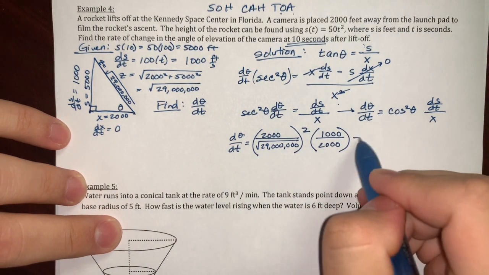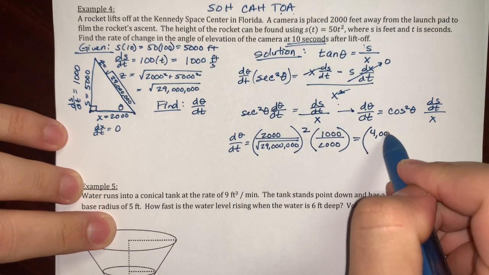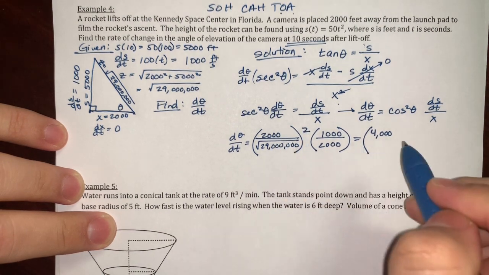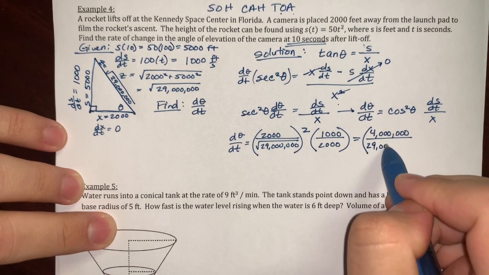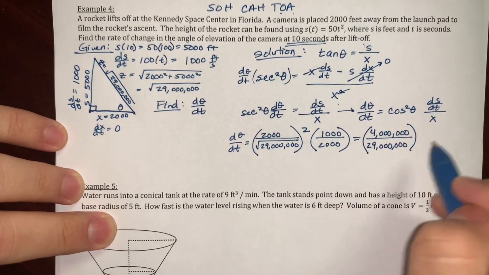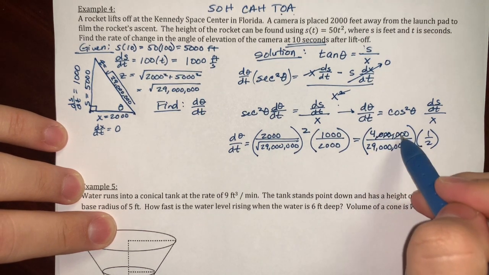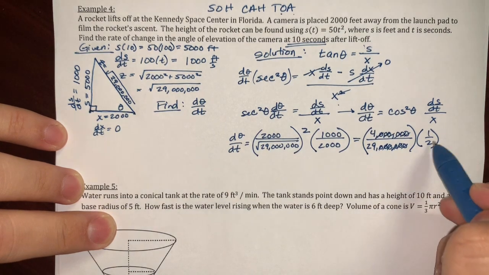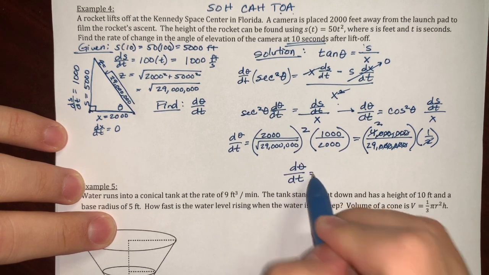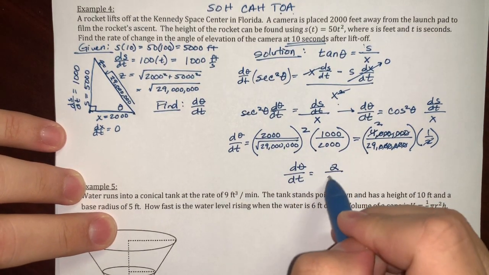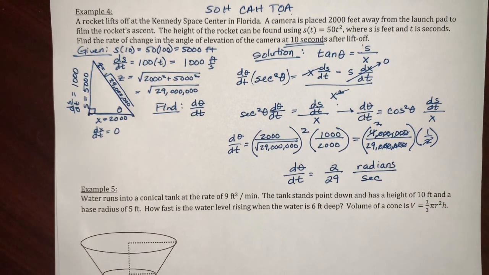All right, so we're almost there. Now this is going to be equal to 4 million, because we square the top and square the bottom, so 2,000 squared is 4 million. The square root cancels, so we have 29 million. Then this reduces down to pretty much 1/2. The millions and all those zeros cancel out with the zeros in the other fraction, and the 2 cancels with the 4 to become 2. So finally, d theta over dt is equal to 2 over 29 radians per second.